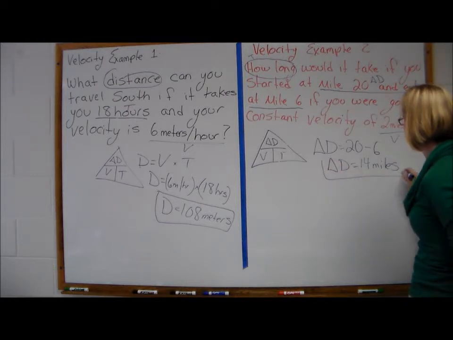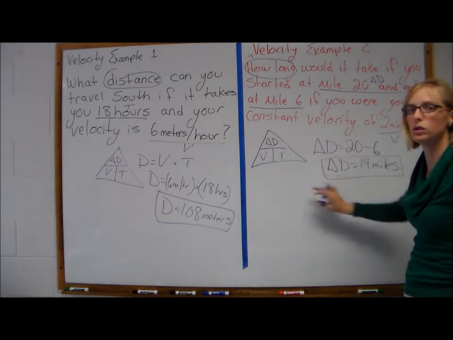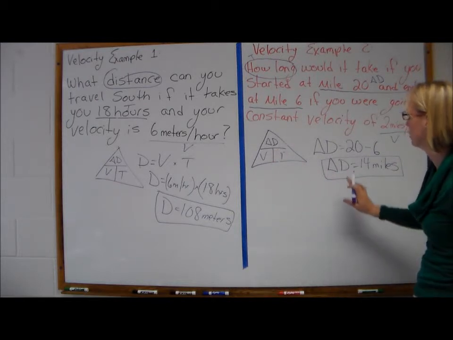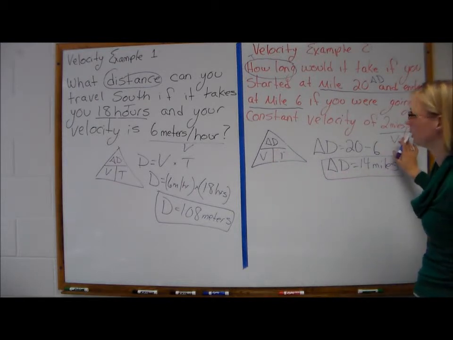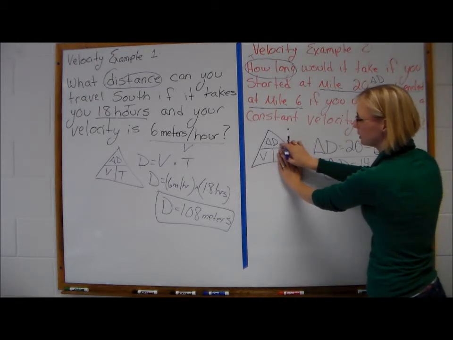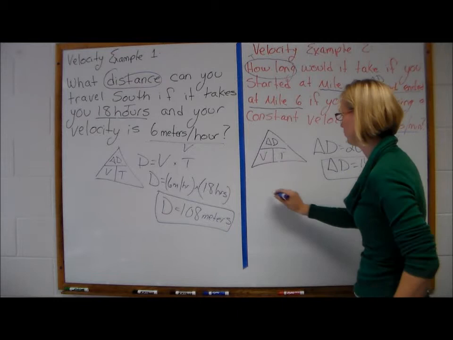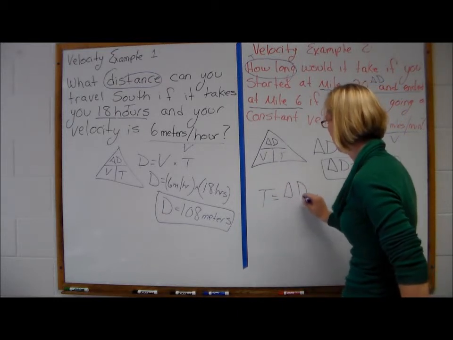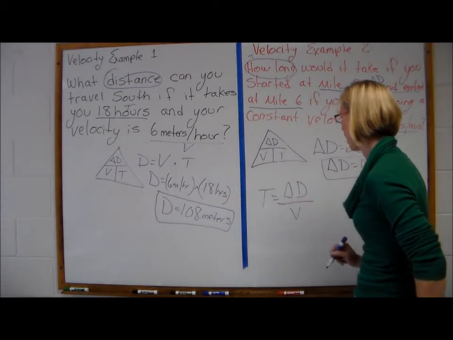This is the number you're going to use when we plug it into our formula. Now we're going to go to our formula. We know our delta D, we know our velocity, we're looking for time. So time equals delta D divided by velocity.